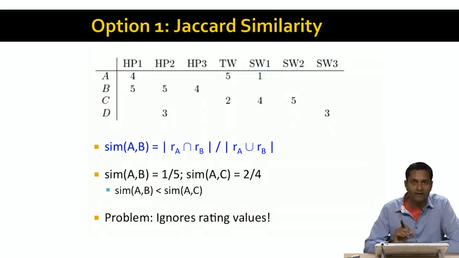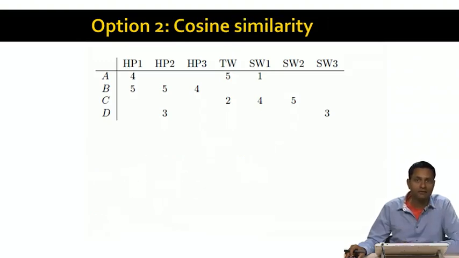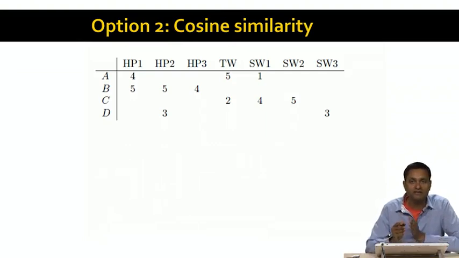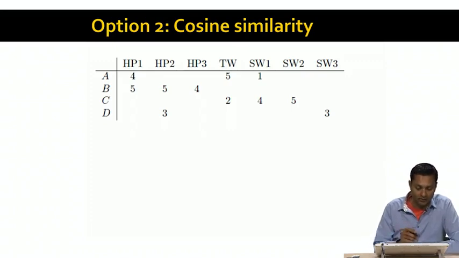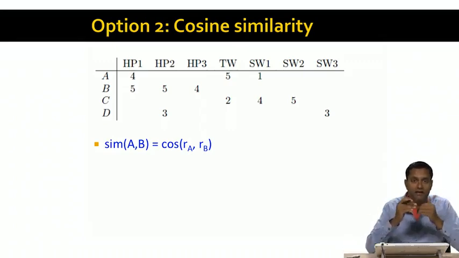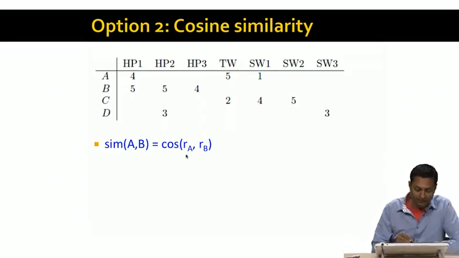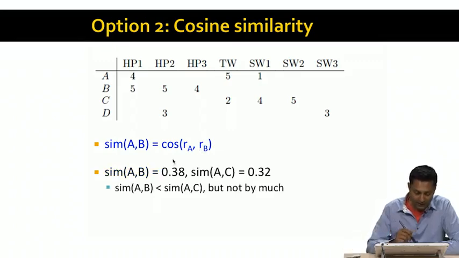Now, a way of capturing the rating values and using them to compute similarity is to notice that A and B, and A and C, are vectors, and so we can compute the cosine between the vectors and use cosine distance. This is very similar to the way we used cosine distances in the case of content-based filtering. So let's define the similarity of A and B to be just the cosine of the angle between the rating vectors RA and RB, right?